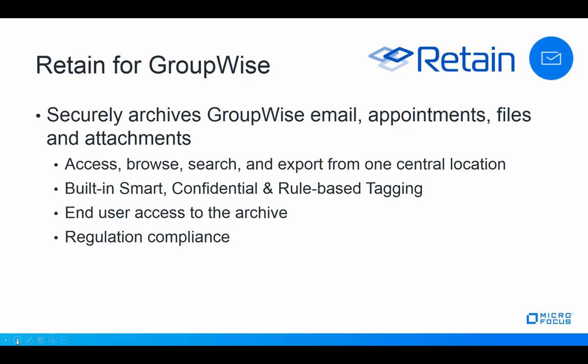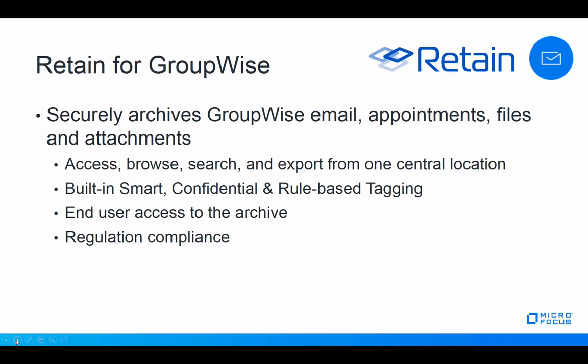Retain securely archives all GroupWise email, appointments, files, and attachments. So it ties directly to GroupWise. It pulls that information down. We can actually even grab all personal archives. So if you have personal archives that are out on your system, Retain can ingest those and have those in there, and then there's no need to have them in the future.